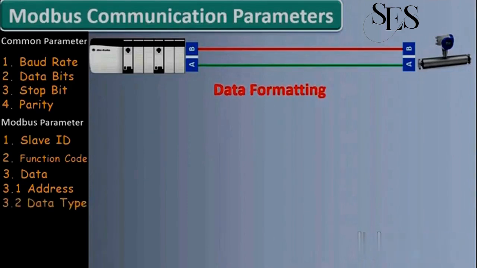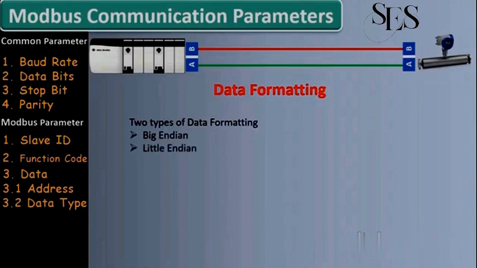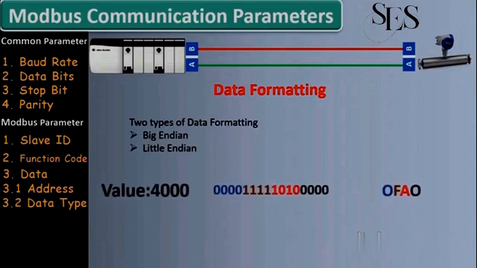Data formatting is actually the sequence of bytes of a word in digital data. There are two types of data formatting, one is big endian, the other is little endian. Let's suppose we have a value 4000 which is in decimal. Usually we want values in decimal. You can also see that binary and hex conversion is also shown.